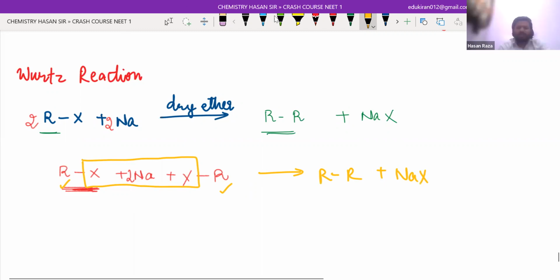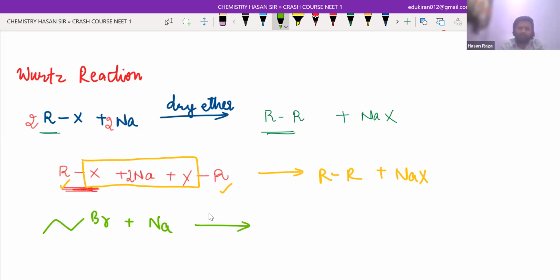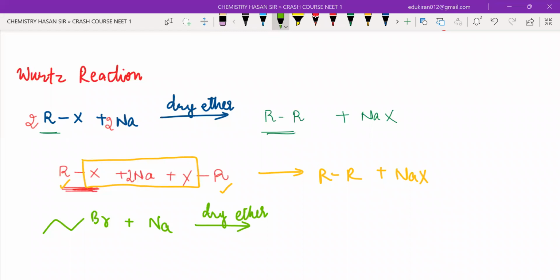So it's very simple. If I give you this bromine reacting with Na in the presence of dry ether, just let me know the name of the product. It will be hexane. Whatever is the number of carbon, you can see 1, 2, 3, it will be double and it becomes hexane. Very good. Everyone getting it? Yes, sir. Okay. Can I change the slide?